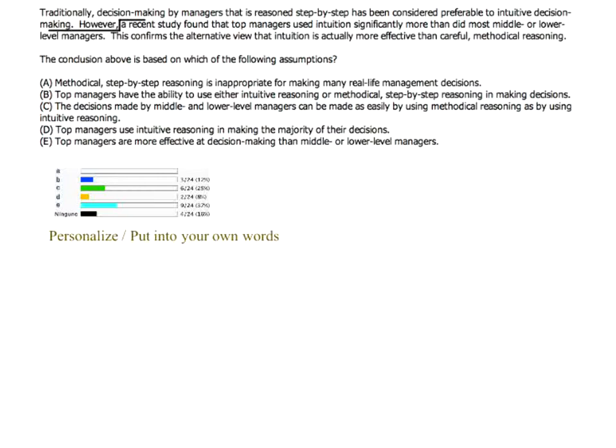The argument starts there, so basically it's just top managers use intuition more often than lower level managers do. So the argument concludes, if I'm talking to someone like John is telling me, my friend, I read this article. John says, all right, top managers use intuition more. So John says, I think intuition is better. So intuition must be more effective than methodical reasoning.